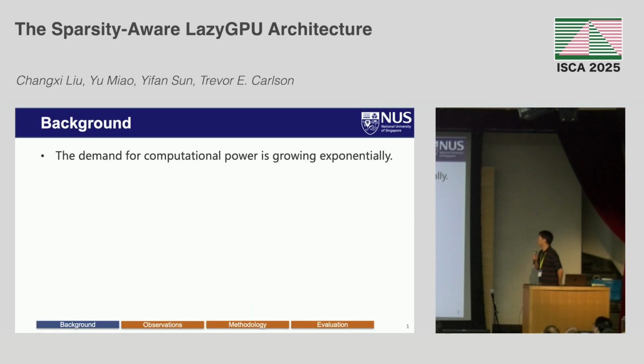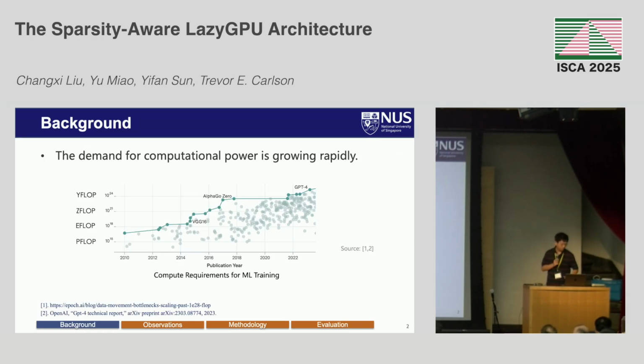Before I go to our main session, let's talk about some background. As we all know, the demand for computational power is growing rapidly in recent years. About 10 years ago, we thought that training a neural network like VGG16 was a very huge workload, requiring about one exaflop. But now, if we think back, compared with training GPT-4, it's just a small deal.